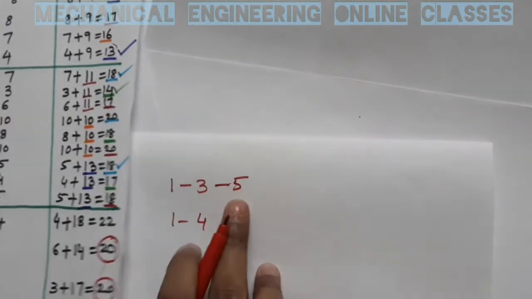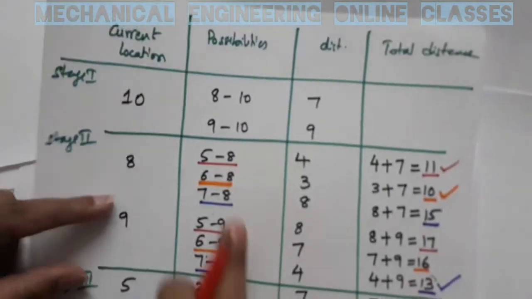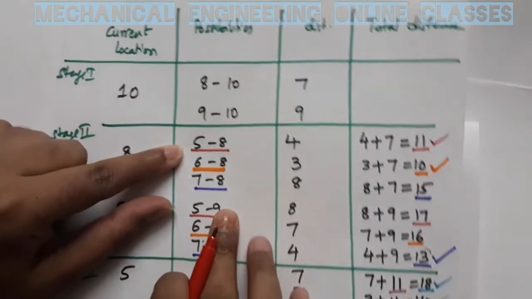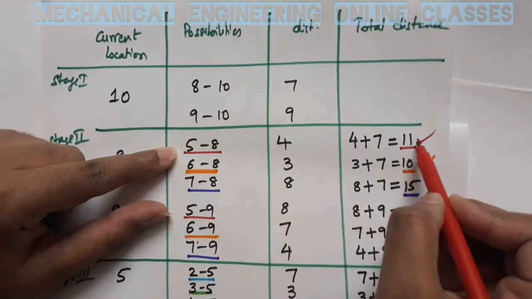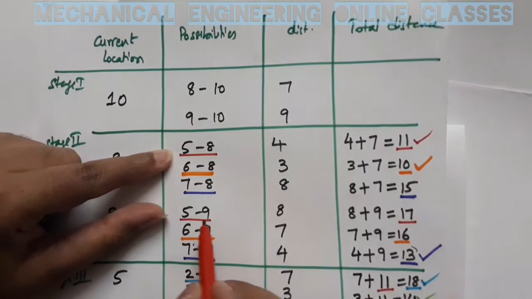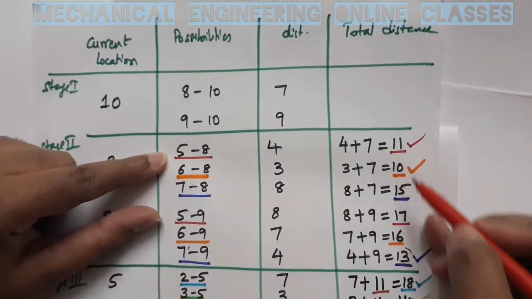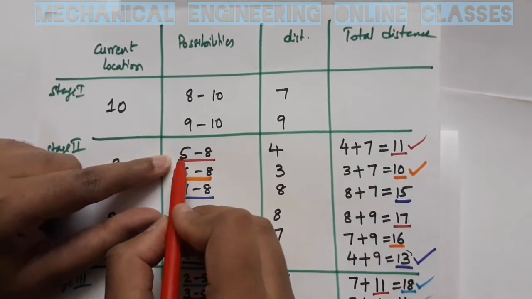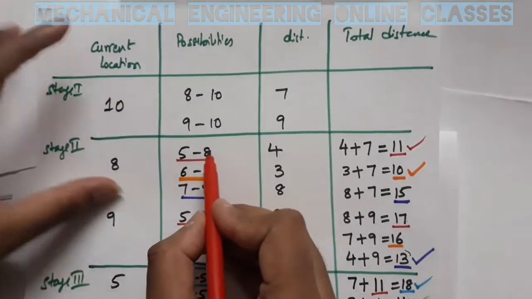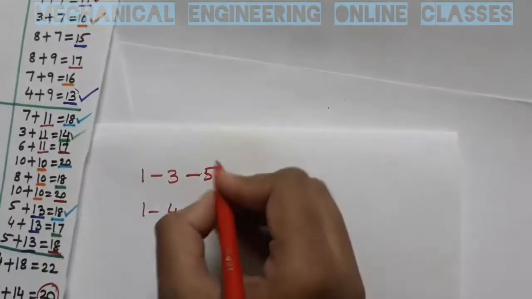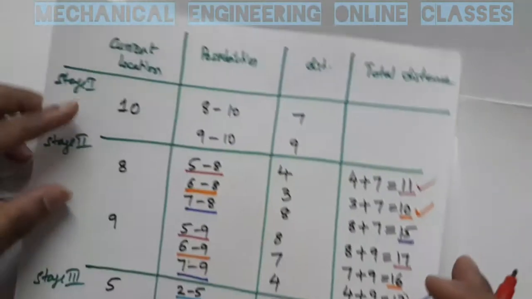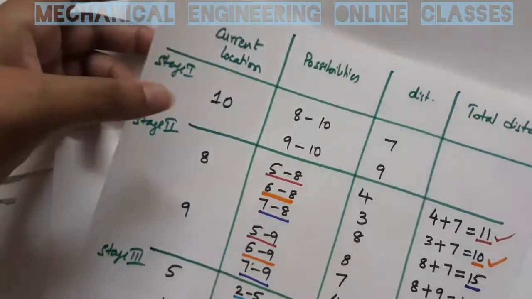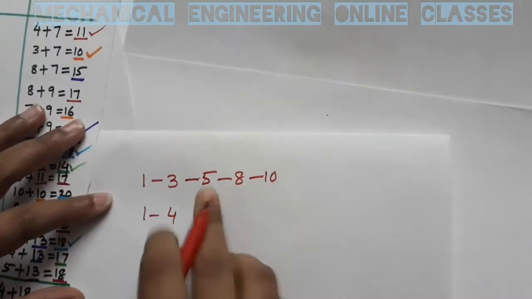And in case I am right now at 5, from 5 I can go to 8 or 9. If I am going to 8, the distance is 11. If I am going to 9, the distance is 17. Of these two things, the minimum is 11. So from 5, I will not go to 9, I will go to 8 because that is giving me minimum. So 5 to 8. And there is no other option. From 8, I have to go to 10 only. So this is one path.